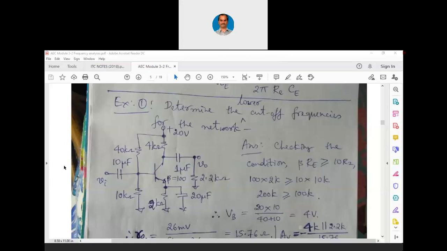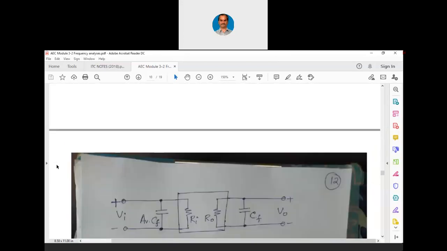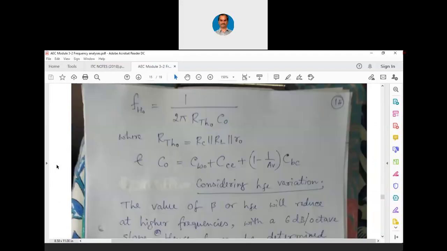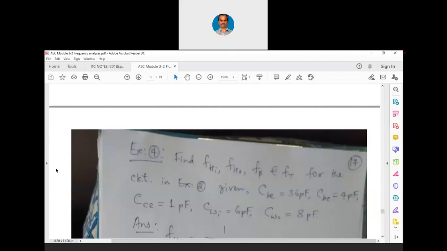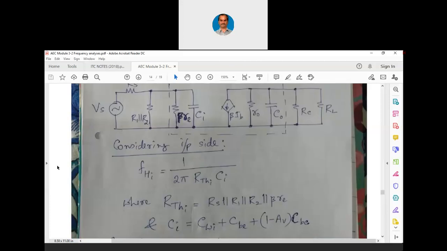Okay. Then I will proceed with the exercise. Yes, we are here now. So for FHI, let me show you the formula once again. FHI, high frequency cutoff from the input side, is 1 over 2 pi into RTHI and CI. RTHI is nothing but Thevenin's resistance at the input, that is source resistance in parallel with R1, parallel with R2, parallel with beta into RE. Now you already know the values, 1 kilo ohms and 40 kilo ohms and 10 kilo ohms from the given circuit diagram.